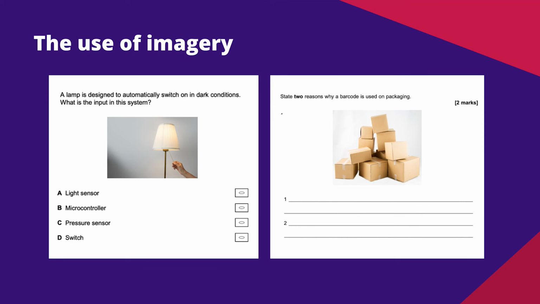Have a look at these two adapted questions from existing GCSE and A-level papers. Neither example originally included imagery. They don't need it. The first example here is misleading as the image is showing the light being manually switched on. Example 2 shows a generic image of packaging that just isn't necessary. This type of secondary packaging wouldn't include a barcode, so the student might be trying to interpret the question in the wrong way, having been misled.